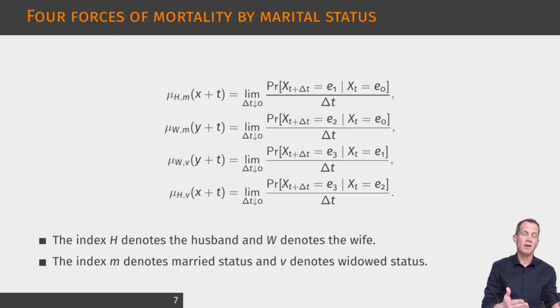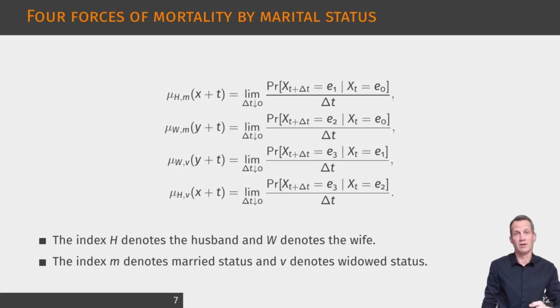After the first death, the relevant intensities change. The mortality of a widow at age y plus t is the instantaneous rate of transition from the state where the wife is alive alone to the final state. The mortality of a widower at age x plus t is the analogous rate from the state where the husband is alive alone to the final state. The notation H and W used in the slide identifies the husband and the wife, while M stands for married and V for widowed. The chapter makes an important modeling restriction here.